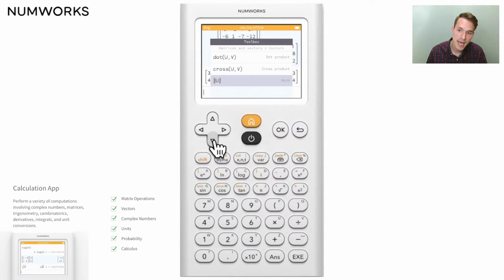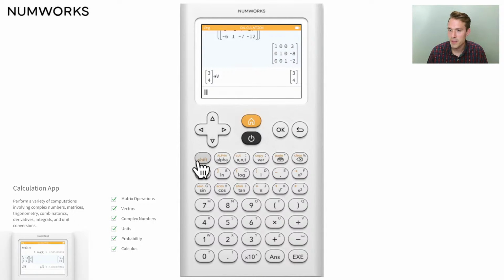So I'm going to find the magnitude of vector v. So there's my magnitude operation. If I go into my variables key, I can go into expressions where I had my matrices before and grab that vector and get the magnitude of 5.